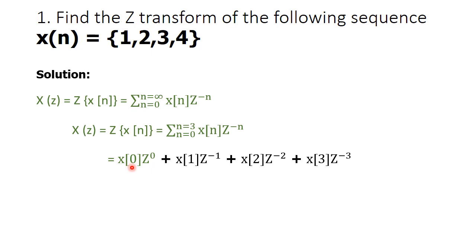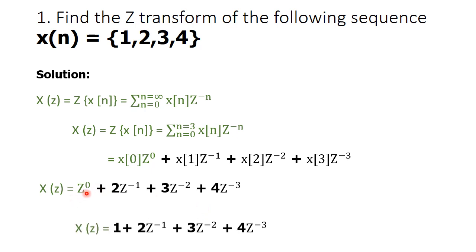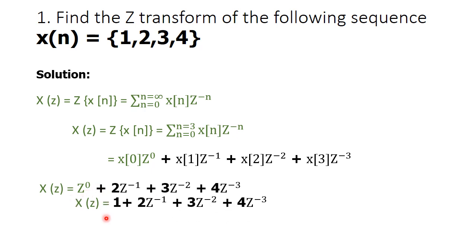So x of 0 z power 0, x of 1 z power minus 1, x of 2 z power minus 2 plus x of 3 z power minus 3. Then we have to substitute the values of x of 0 through x of 3. So the values are written. Z power 0 value is 1. So we get X of z is equal to 1 plus 2 z power minus 1 plus 3 z power minus 2 plus 4 z power minus 3. Thus the Z transform for the given sequence x of n is calculated.